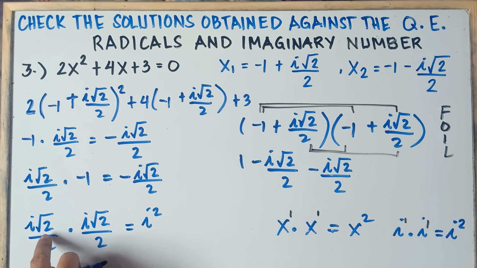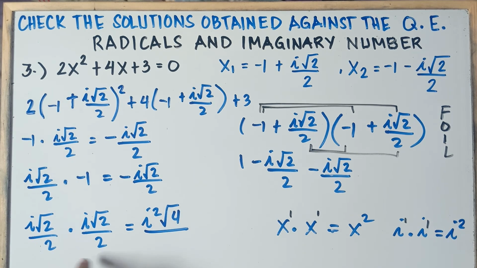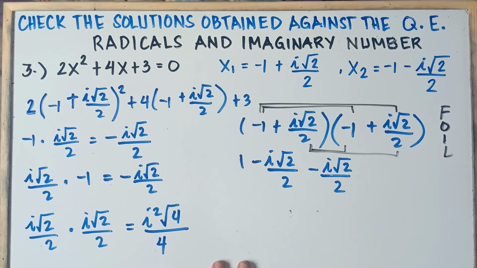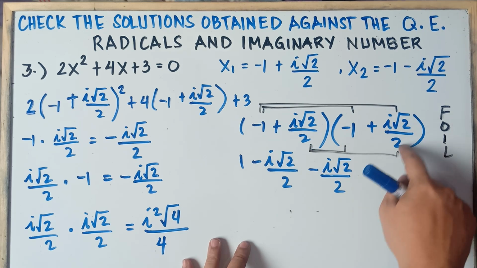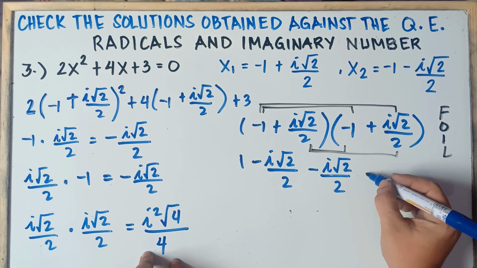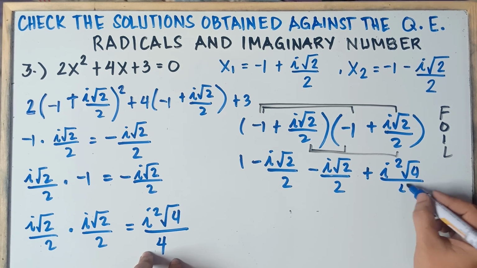Then square root of 2 times square root of 2, that would be square root of 4. And then multiply the denominators in fractions. Once again, in fractions, multiply the numerators, multiply the denominators. So 2 times 2, that is 4. Alright, so this will be, once again, i√2/2 times i√2/2. The answer is this one: positive i squared times square root of 4 over 4.